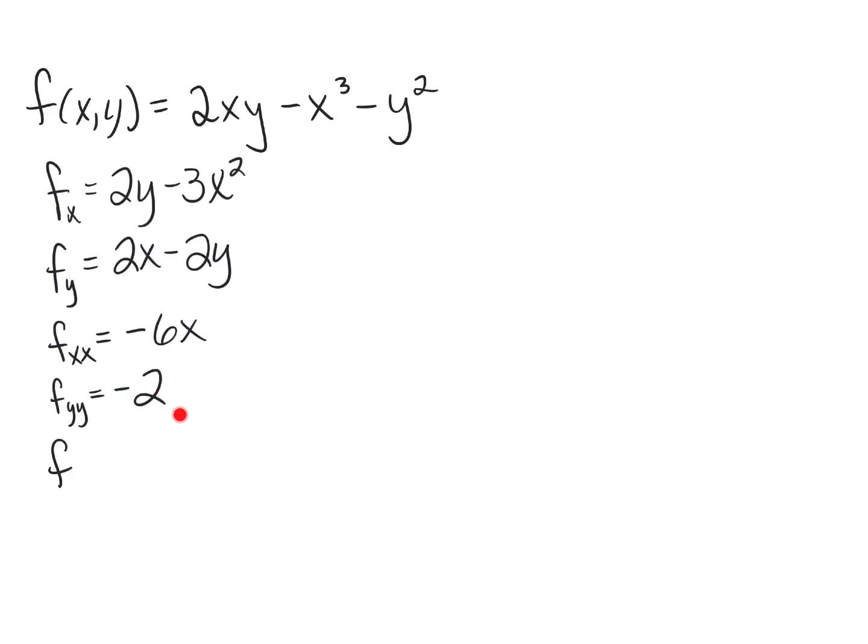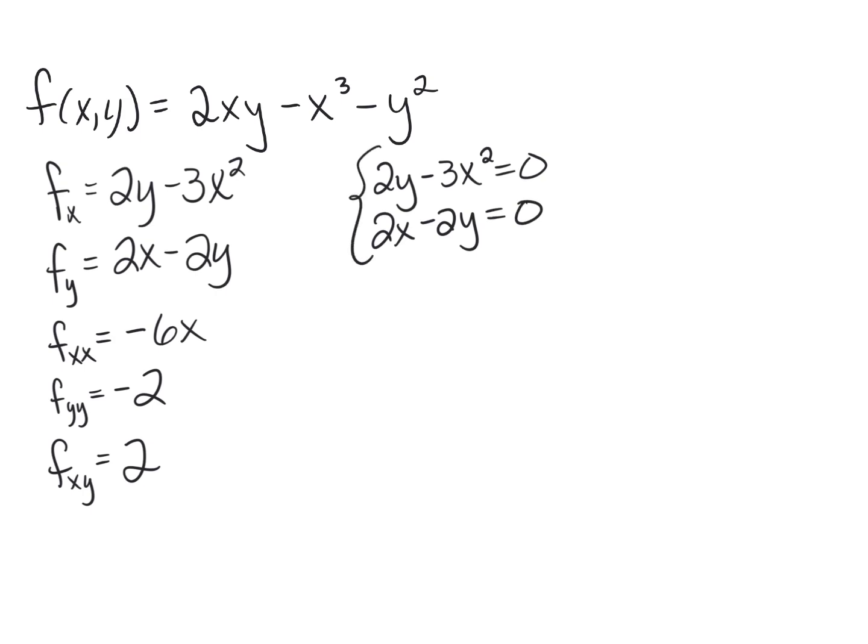So this guy's always negative. The mixed partial, if we take this derivative with respect to y, we're going to get a 2 and a 0. Notice that that's always positive. So finding our critical values involves taking the first partials with respect to x and with respect to y, setting each of them equal to 0, and then solving that system of equations to find all the points that make this system true.